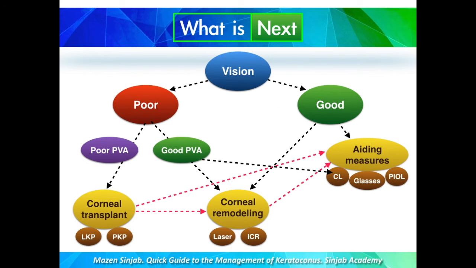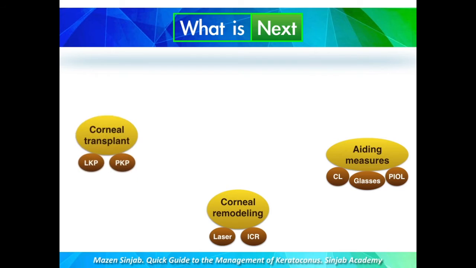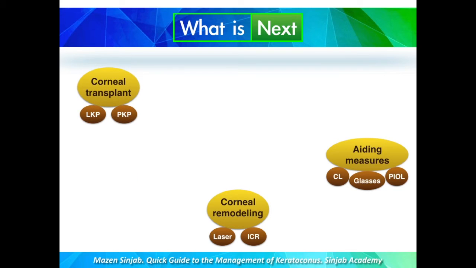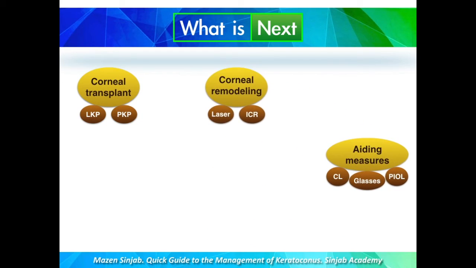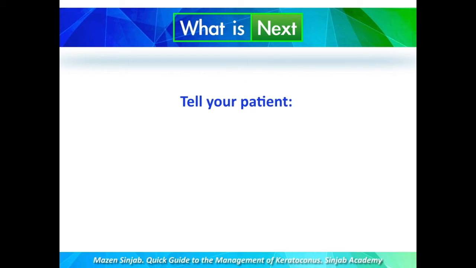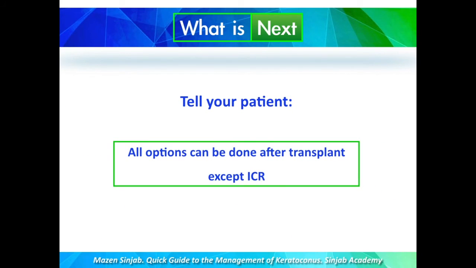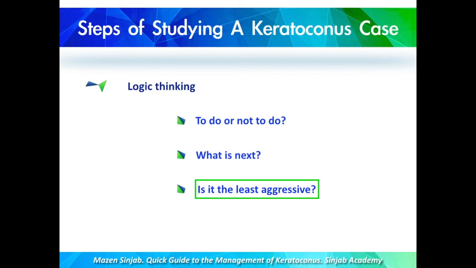Finally, we come to the last model, the corneal transplant. After corneal transplant, of course, we can go for aiding measures, or even we can go for corneal remodeling measures, except intracorneal rings. We do not do intracorneal ring implantation on a corneal transplant. So tell your patient all options can be done after transplant except intracorneal rings. By this, we finished answering what is next.